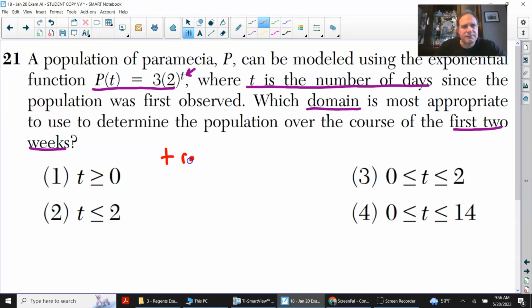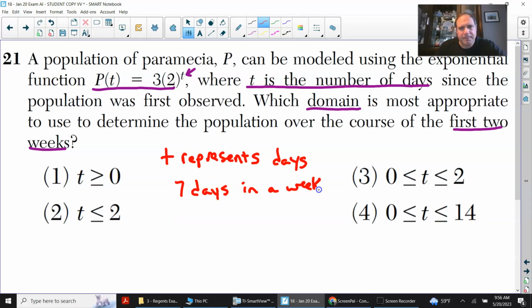T represents days. 7 days in a week, 14 days in 2. So that's why t has to be 0 to 14.